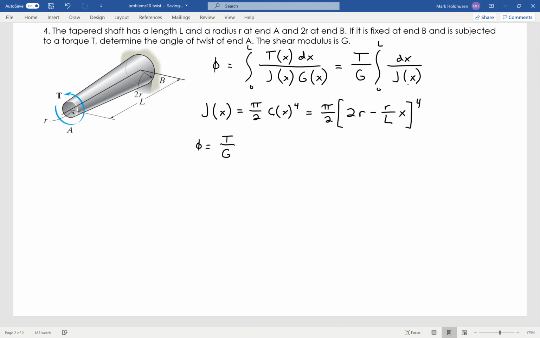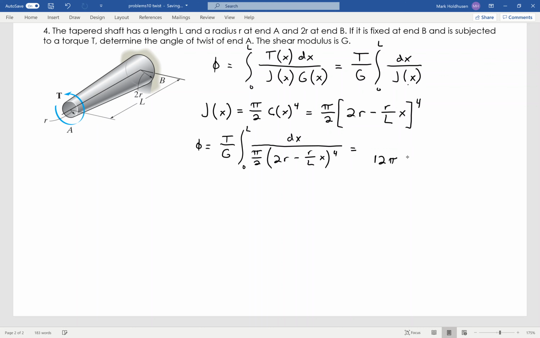So it's T over G times the integral from 0 to L. Now, J as a function of x is pi over 2 times (2r minus r over L times x) all the way to the fourth, and then that times dx. Now, I am not very good at calculus, so I'll let you do the calculus on your own. It's not a calculus class, it's a strength of materials class. Or you can use a calculator if you've got one, which is what I did. And I get the following.